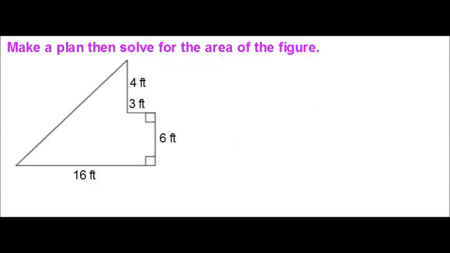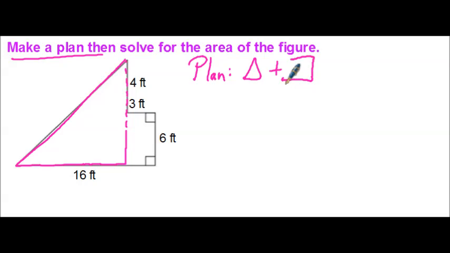Area of irregular figures. The first thing you want to do is make a plan for the area of the figure, divide it into pieces that you know how to solve. In this case, my plan will be to find the area of the triangle and then add it to the area of the rectangle. Area of a triangle is 1/2 BH.